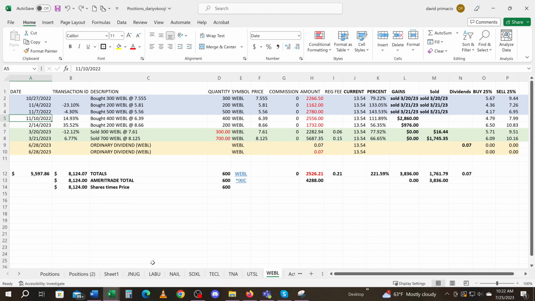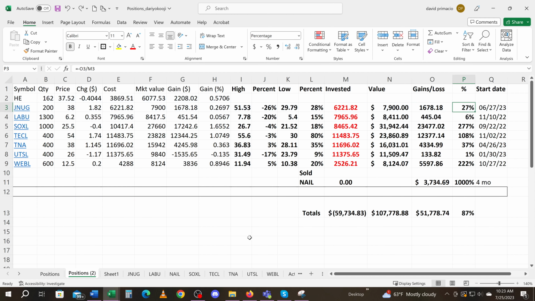So again, this is investments for less than a year. To get more than 12% would be considered phenomenal. He's at 221% on this investment. So you go back to your positions here. I think I have my percentages right: 27% on the JNUG fund, only up 6% in the biotech, 277% in the SOX, 100% in the tech fund, 37% in the TNA fund.